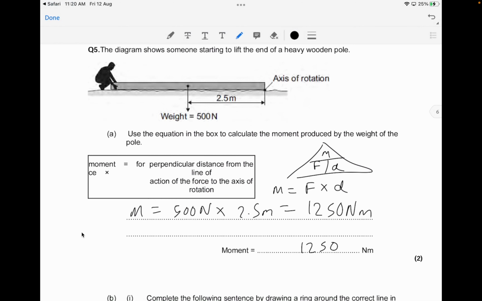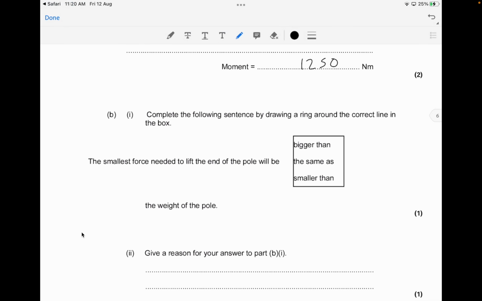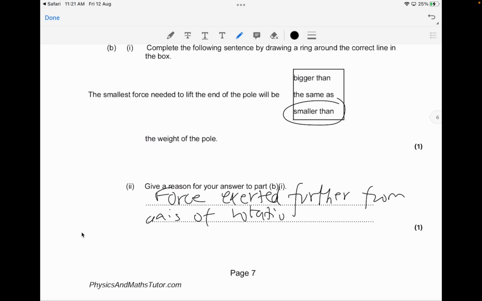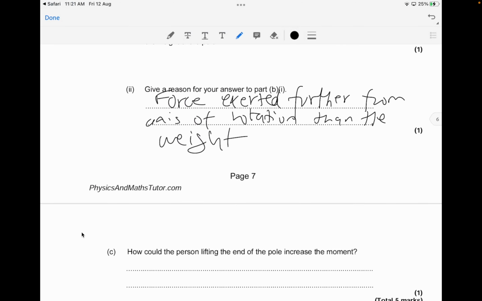Next question. Now, the next question states that the smallest force needed to lift the end of the pole will be smaller than the weight of the pole. You have to give a reason why. The reason is because the force is exerted further from the axis of rotation than the weight. Alright, so that's your answer for about 1 mark. Let's move on to the next question.